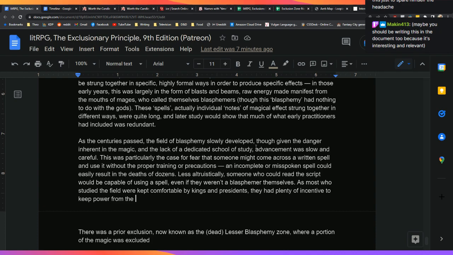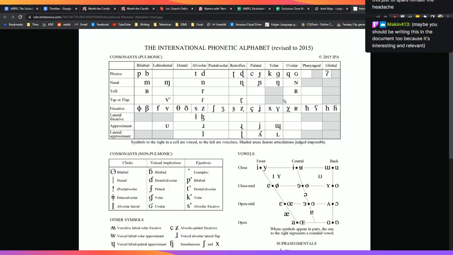It's just, it would be much better if I picked specific, like the pharyngeal fricative. It would be better if I picked a couple of these to be on the phoneme chart for blasphemy, and then made sure that it didn't overlap too much.